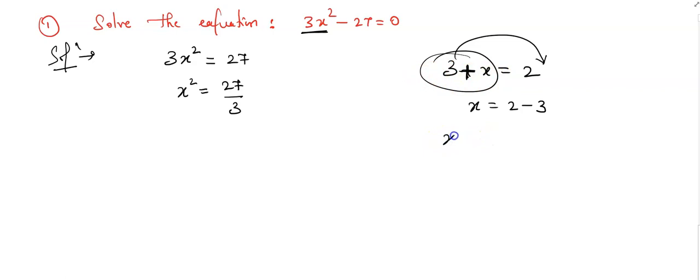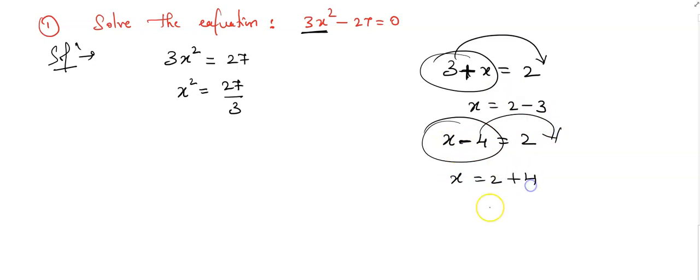Let me say x minus 4 is equals to 2. Now we can see x and 4 are subtracting. If it is addition or subtraction, x keep it as it is equals to 2. Minus 4 comes this side, it becomes plus 4. That's what I am telling. If plus comes to the RHS side, it becomes minus. If minus comes to the RHS side, it becomes plus. So plus will become minus, minus will become plus.